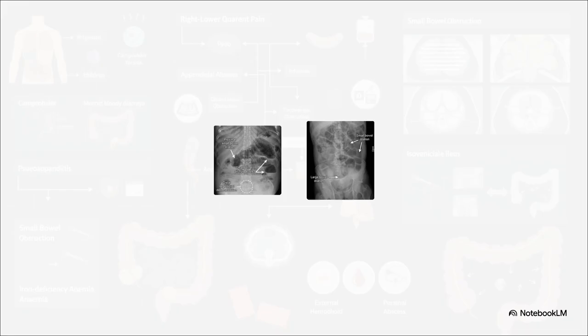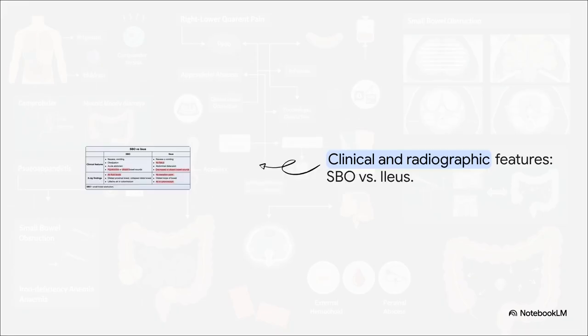Now, if it's just a partial obstruction, you might still see some scattered air in the colon. This contrasts sharply with an ileus. An ileus is characterized by the global dilation of both the small and large bowel. Crucially, an ileus has no clear transition point at all, and you'll typically see air present throughout the entire colon and right down into the rectum, which reflects a generalized paralysis of the whole gastrointestinal tract. Clinically, these two presentations diverge pretty sharply as well.